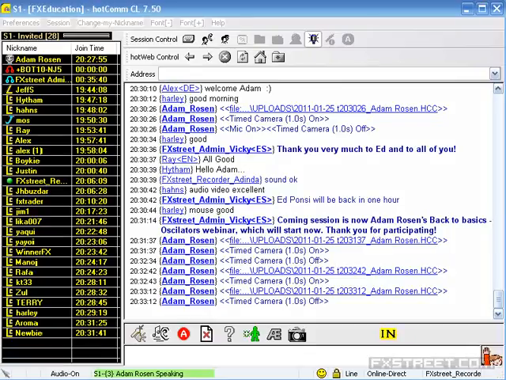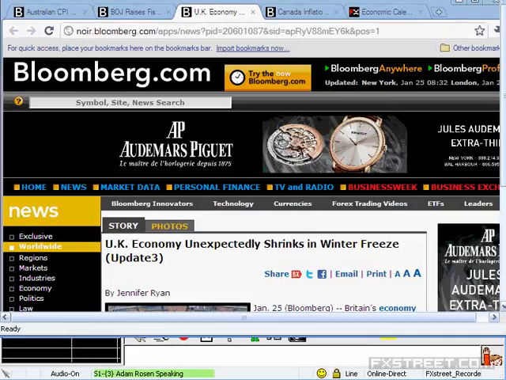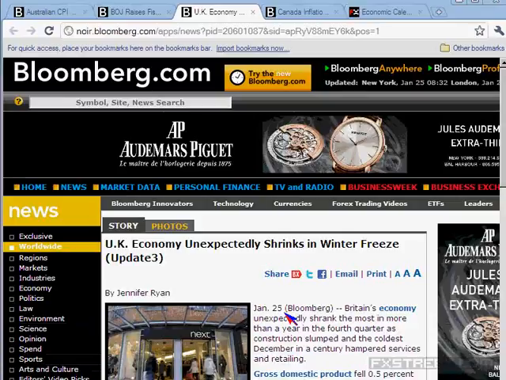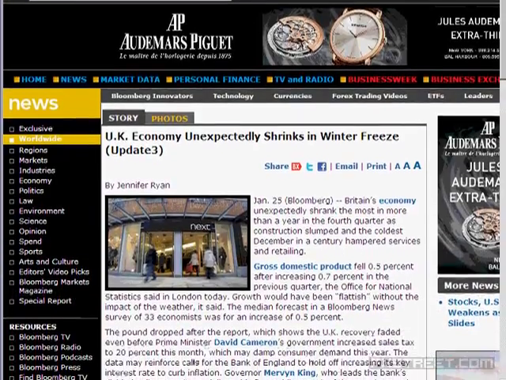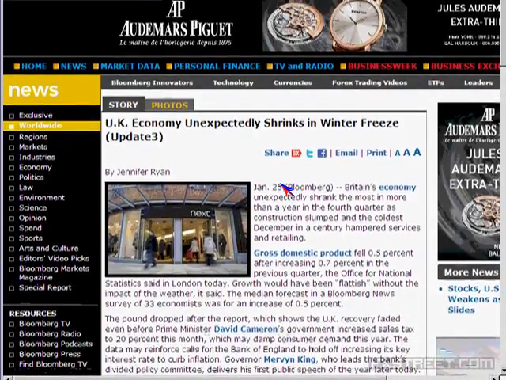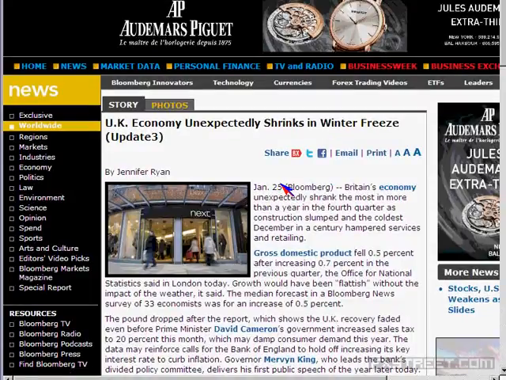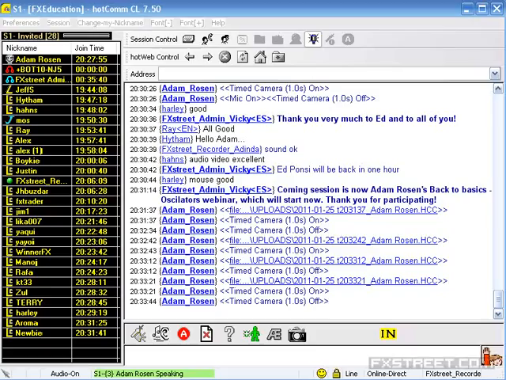In more news earlier today, and this was a real shock, Britain's economy unexpectedly shrank the most in more than a year in the fourth quarter as construction slumped in the coldest December in the century, hampering services and retailing. Gross domestic product, GDP, fell 0.5% after increasing 0.7% in the previous quarter. The Office for National Statistics said today in London that growth would have been flattish without the impact of the weather.